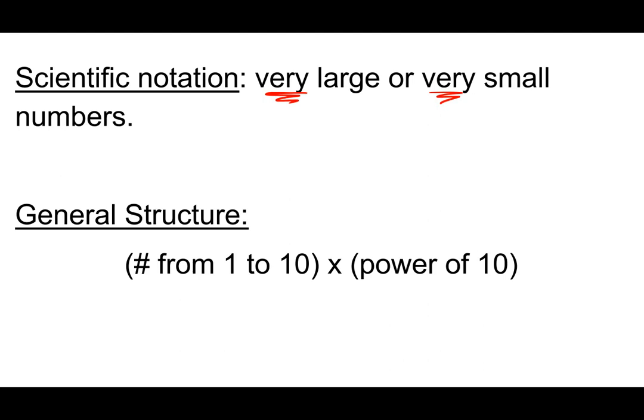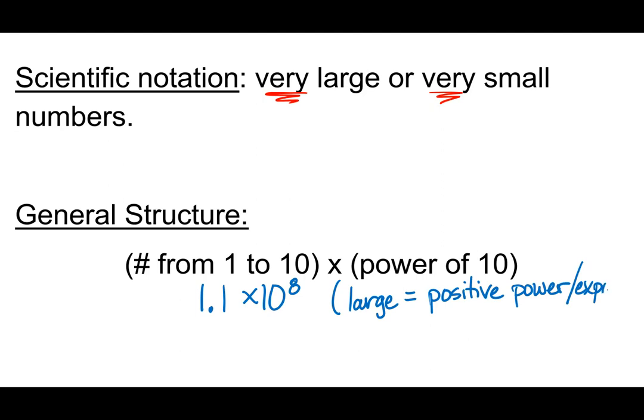The general structure that you see for scientific notation is some sort of number between 1 and 10 to the power of something for 10. So, for example, let's do a very large number. How about 1.1 times 10 to the 8th? This is a very large number because it has a positive exponent.